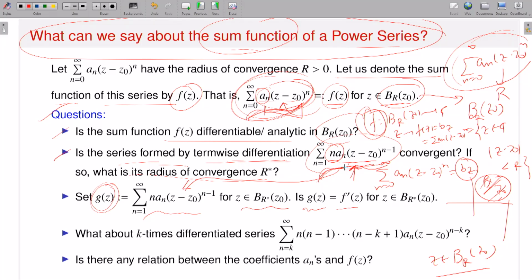So the natural question is: if I take the derivative of each term, it will give another power series, and suppose the sum function is g. Can I say that if I perform the derivative of the original sum function f, the series of functions I started with, then the derivative of f is exactly equal to the sum function g, which is the sum function of the derived series? This kind of question you can ask, because each term you are getting as a derivative.